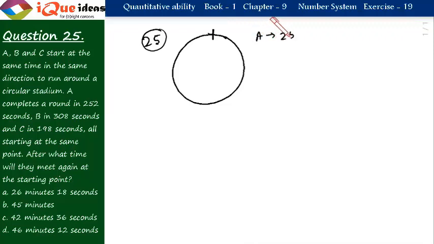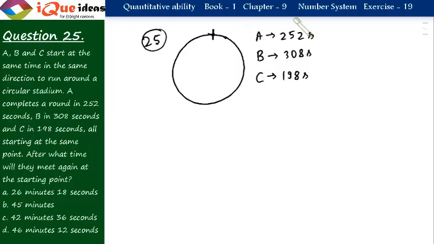A takes 252 seconds. So after every 252 seconds, A will be found at the starting point. Similarly, B takes 308 seconds to complete one round. So clearly, B will also be found at the starting point after every 308 seconds. C takes 198 seconds for one complete round, so C will be at the starting point after every 198 seconds. After what time will they meet again at the starting point?